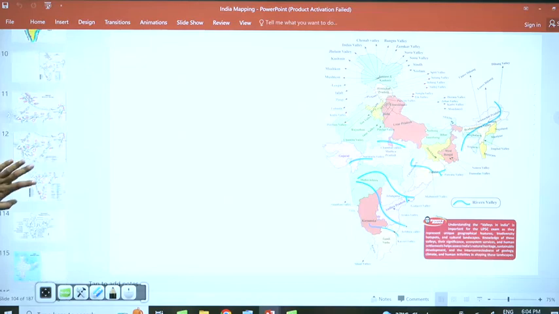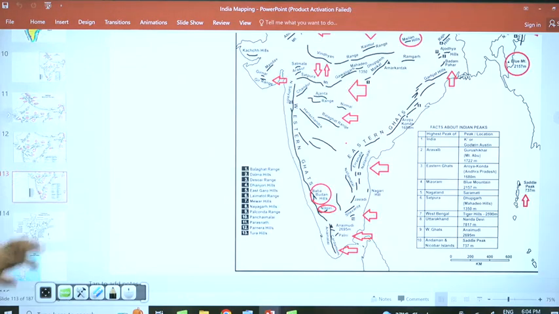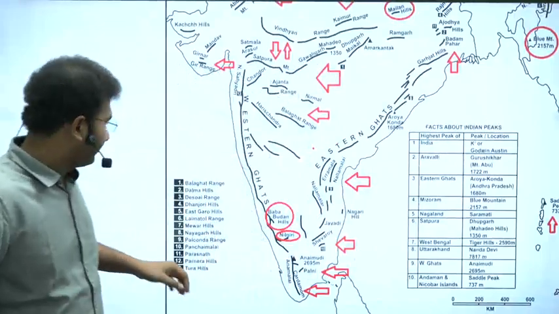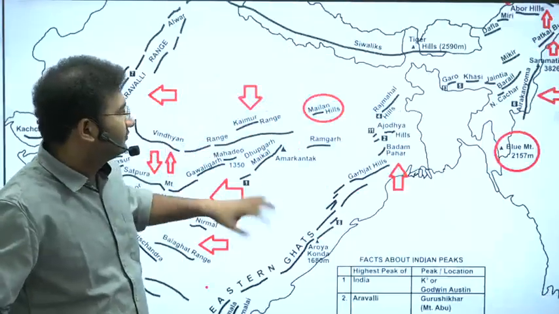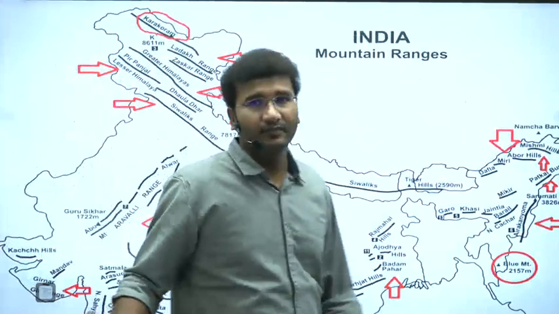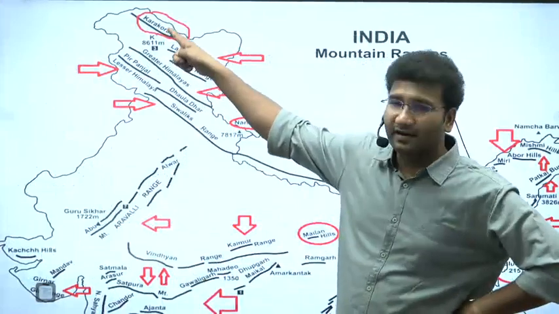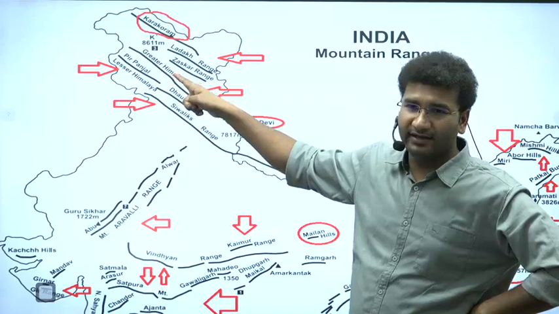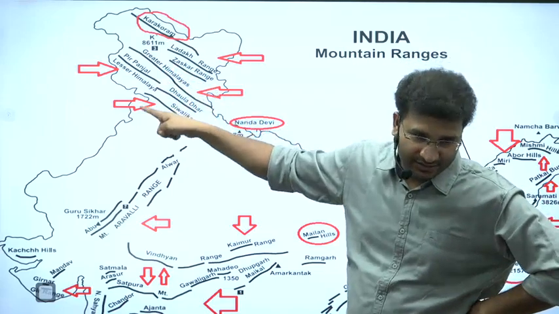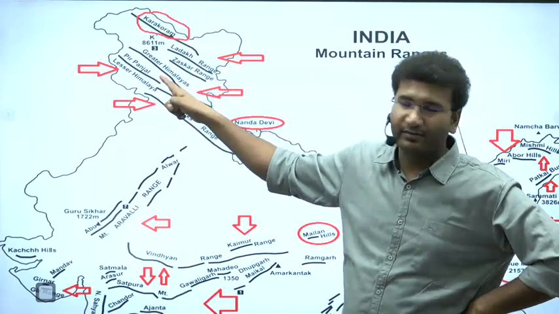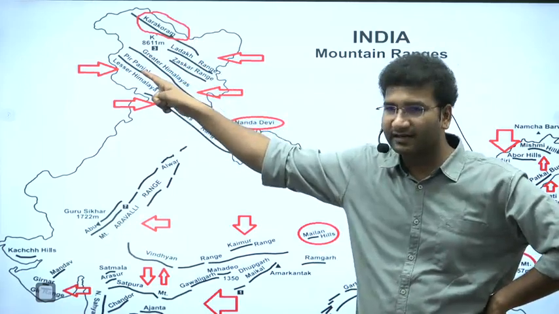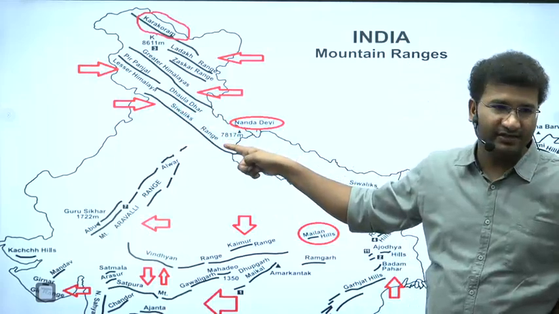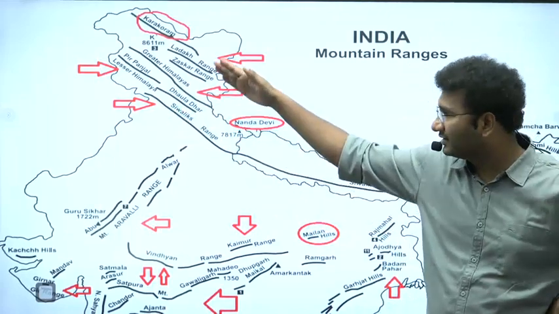Just a minute. Look here. Karakoram, Ladakh, Zanskar, Greater Himalayas, Lesser Himalayas, Shivaliks. Lesser Himalayas names are Pir Panjal in Kashmir, Dhauladhar in Himachal, and Nagtibba ranges in Uttarakhand. Right? These are the Himalayas.